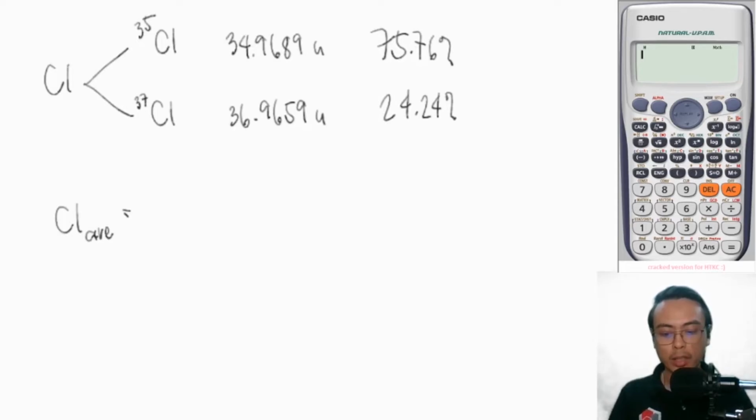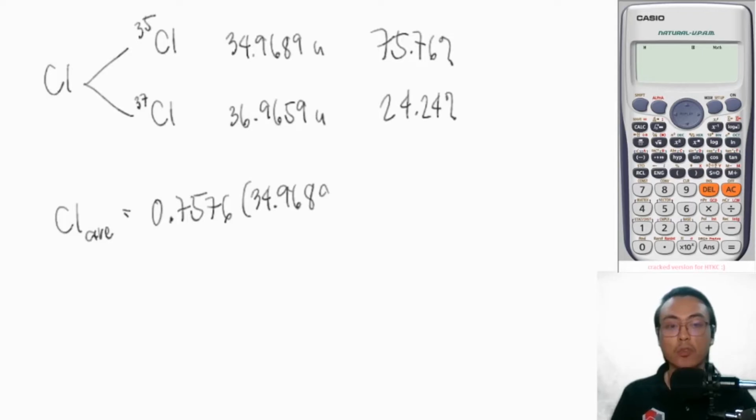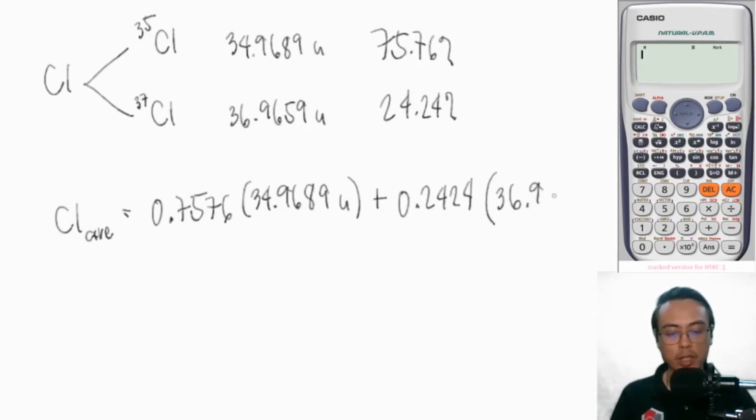So we write it as 75.76%. We are simply converting it to a decimal notation, multiplied by 34.9689 atomic mass units. This is for chlorine-35, plus 0.2424 or 24.24% multiplied by the atomic mass of chlorine-37, 36.9659 atomic mass units. You simply enter that in your calculator, then we will have the average atomic mass of chlorine.